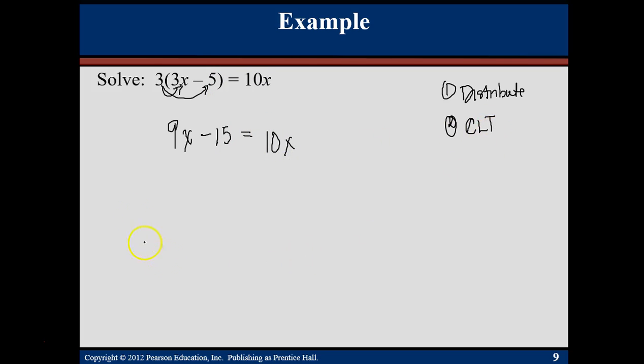I don't have any like terms. This is an x and then there's no x. And then this 9x and this 10x are on two different sides. So that doesn't work out. On top of that, I have a variable over here and over here. That's a problem. We're going to need to get all the variables to one side.